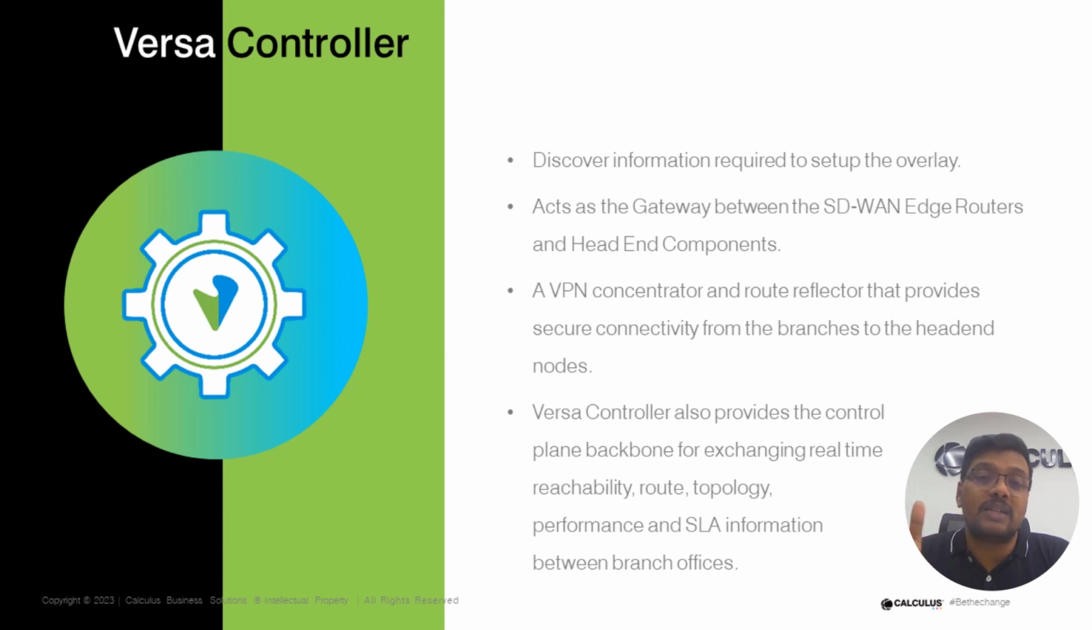It also acts as a control plane backbone for exchanging real-time reachability, route, topology, performance metrics and SLA information between the branch offices. All of this can be done via the control plane, the controller.